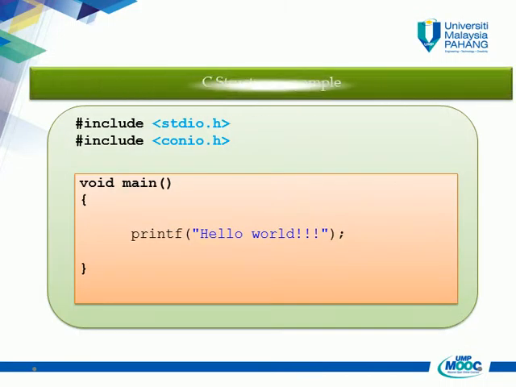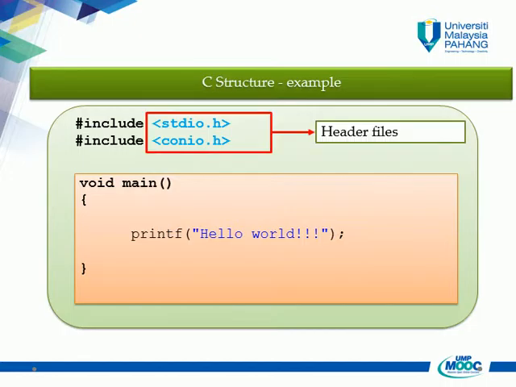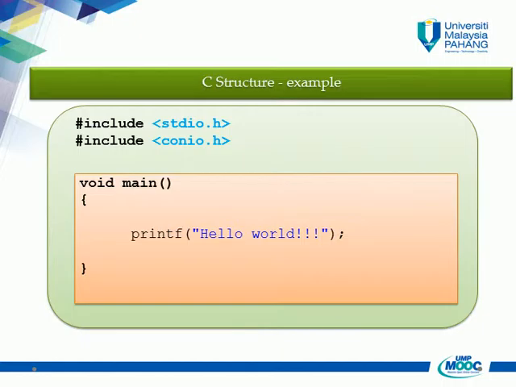For example, in the preprocessor directives, we put two header files, namely stdio.h and conio.h. To write it, we must write #include followed by the header file's name. In the body of function, for example, we have a main function with the type of function, which is void. For this function, we want to have an output hello world, so inside the function, we write the statement that will produce the output. For example, we write printf, hello world.